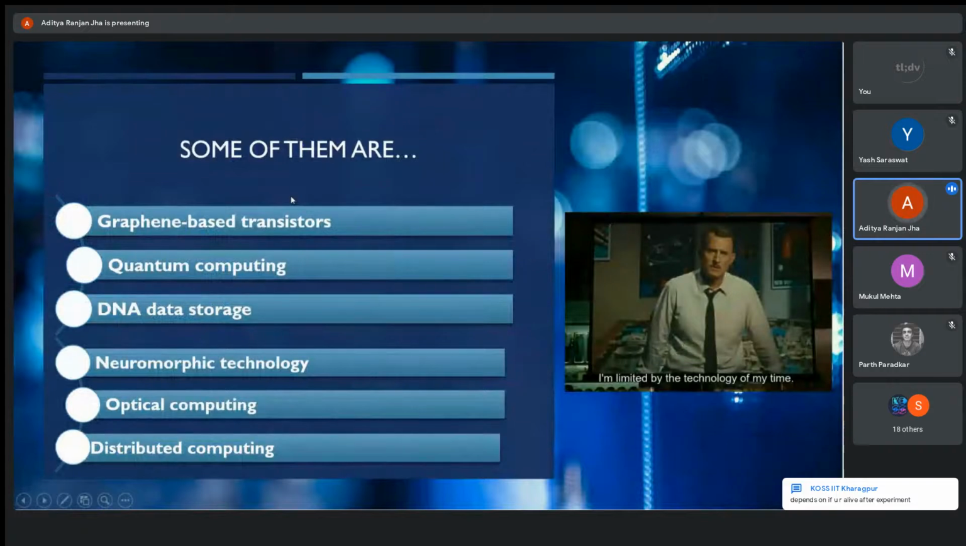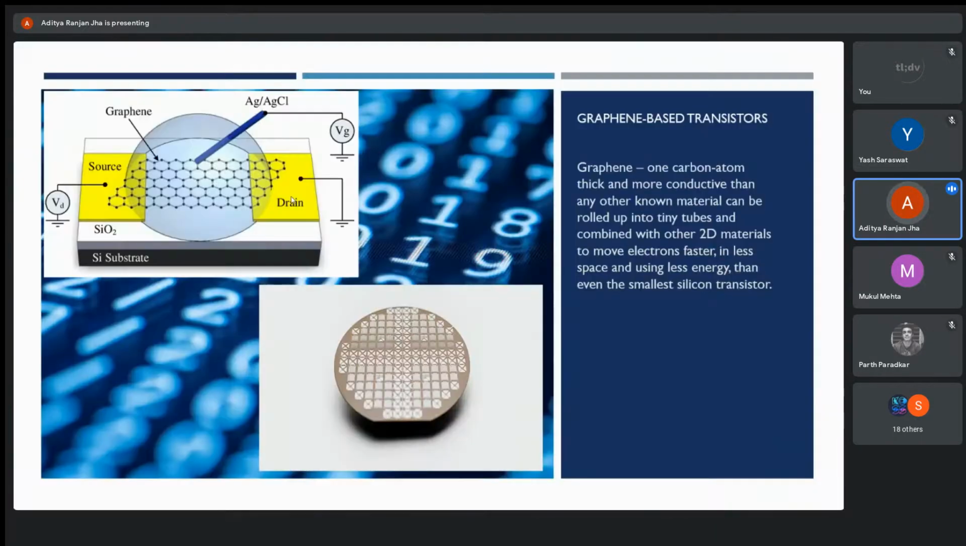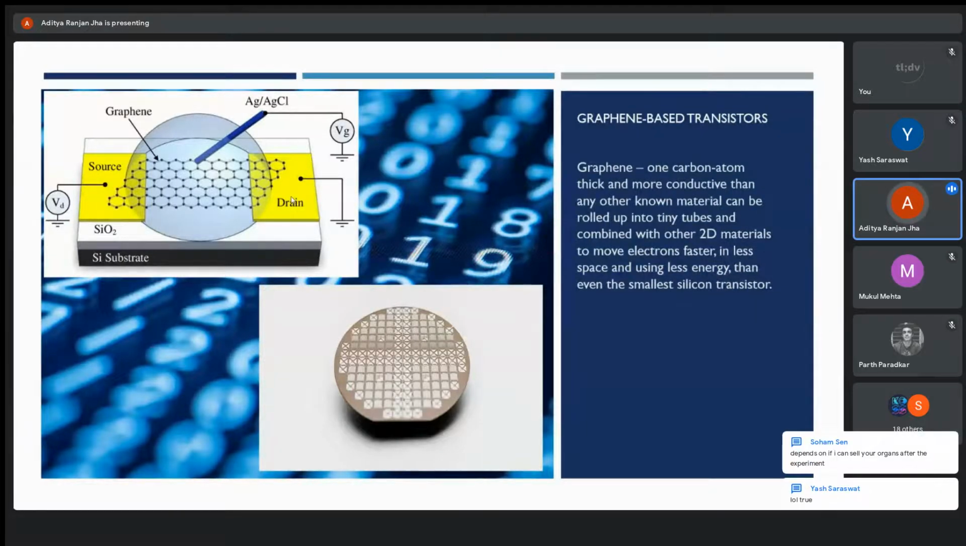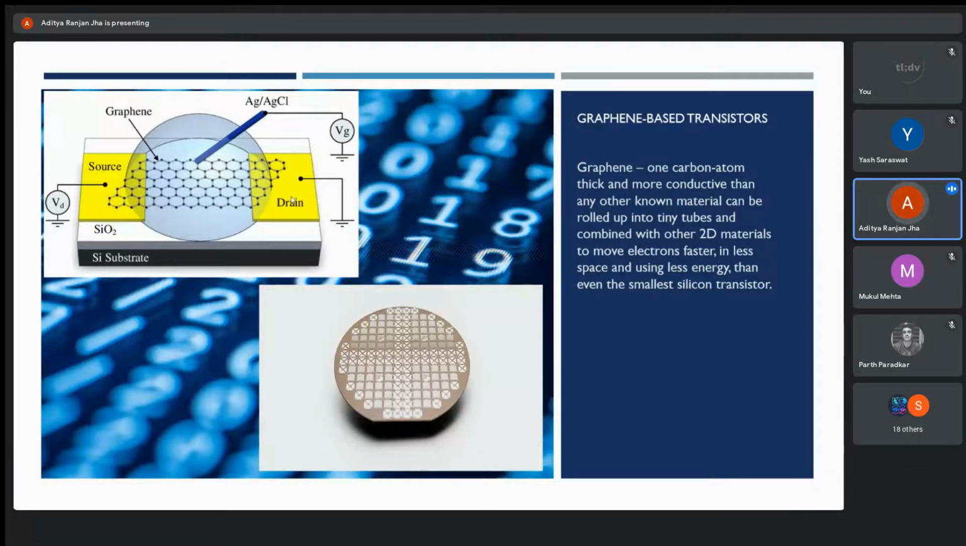So, firstly, I'd start from the basic hardware part, that is the graphene-based transistor. We know that a silicon-based transistor has a limited life. It gets worn out by time, and it has physical boundaries of design and also durability. So we can replace it. We are in that process.